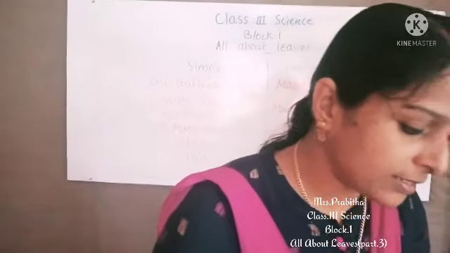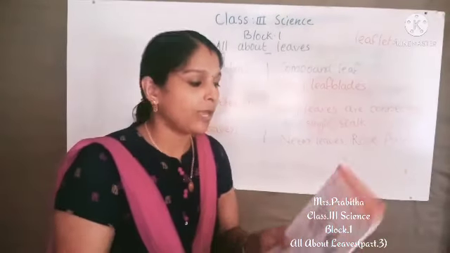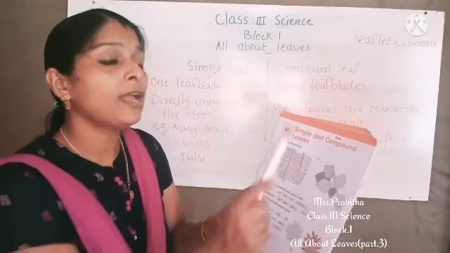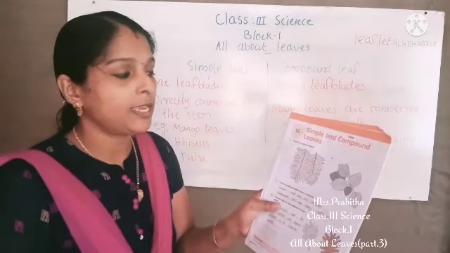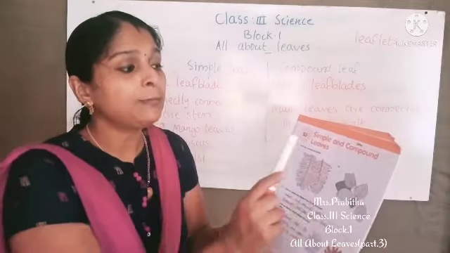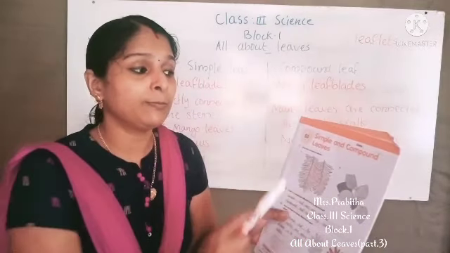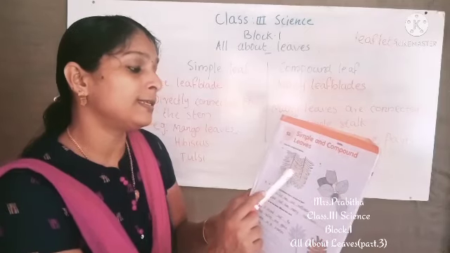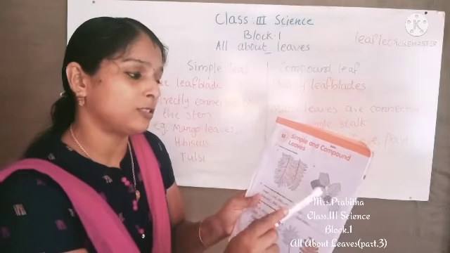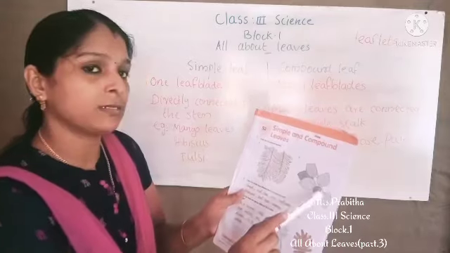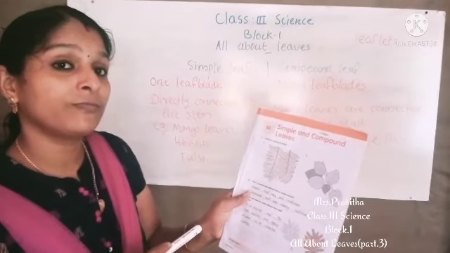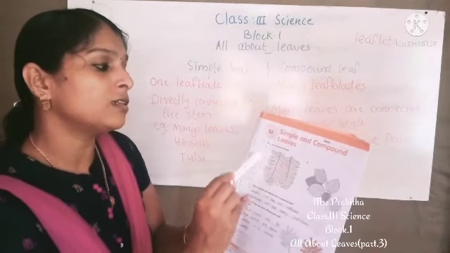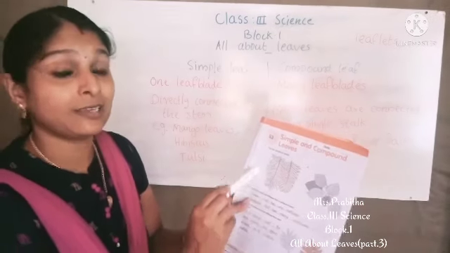Okay, so everybody take the workbook, children. You have to write the date first, page number 11. Write the date at first. Yes, what is our topic? Simple and compound leaf. Okay, first question you see, children, you can see two pictures, picture A and picture B. Among these two pictures, which is compound leaf? Yes, picture A is compound leaf. So you have to circle compound leaf, picture A.